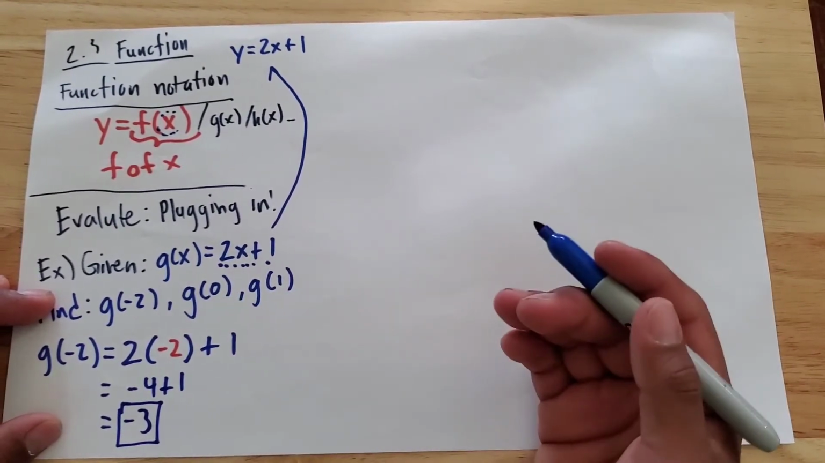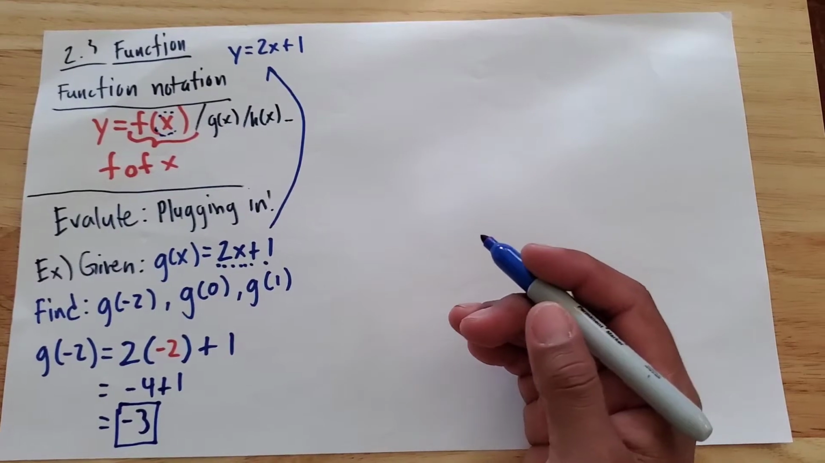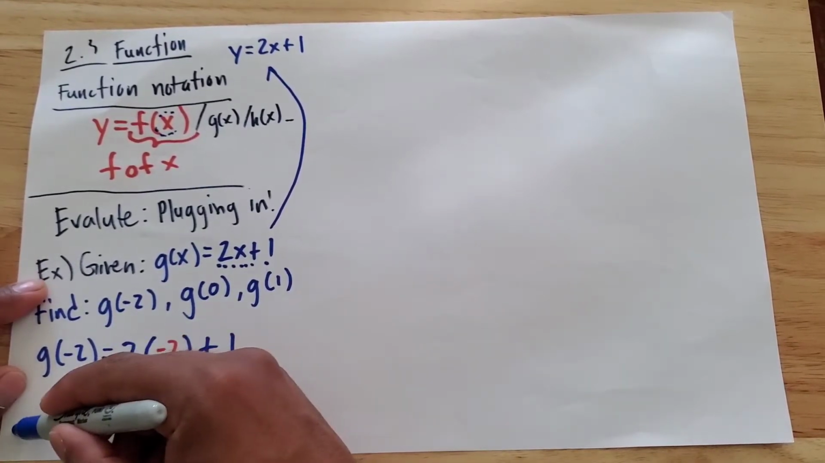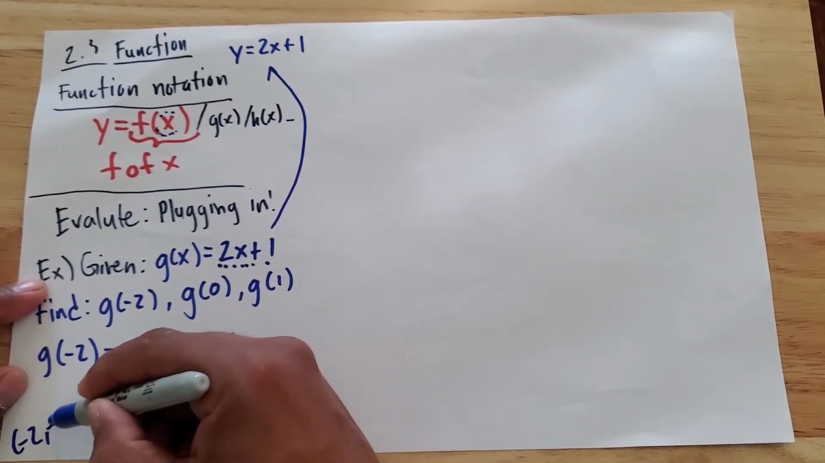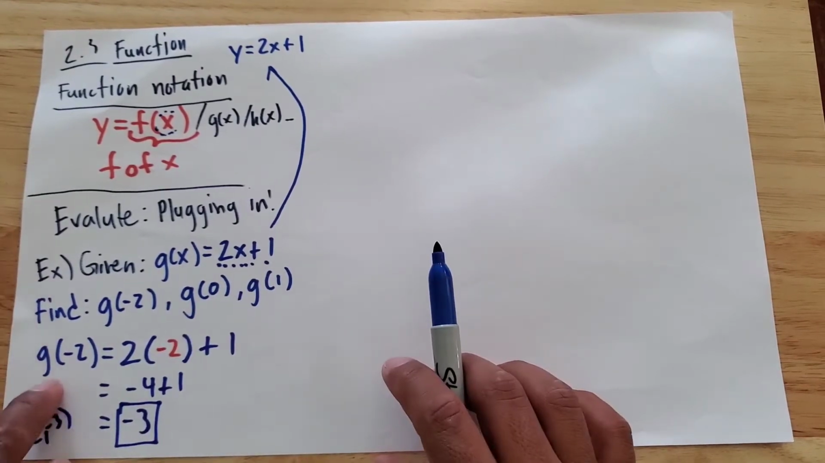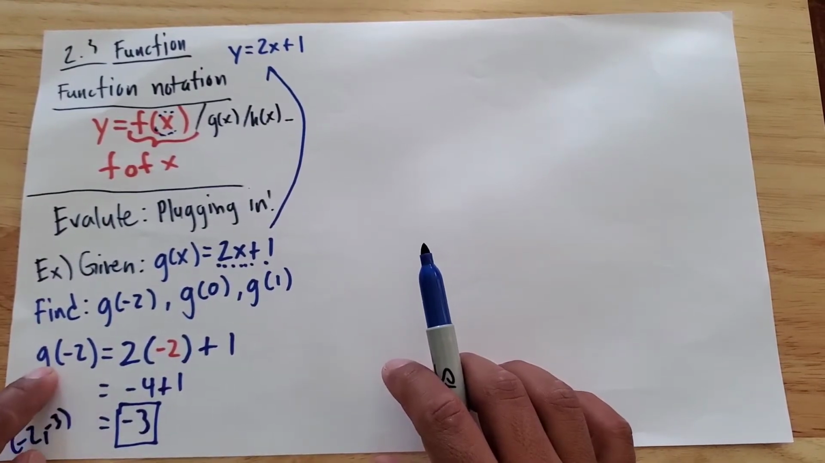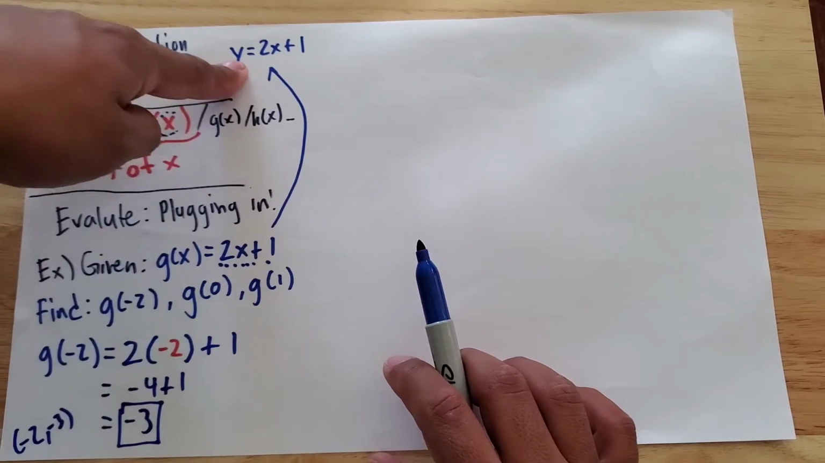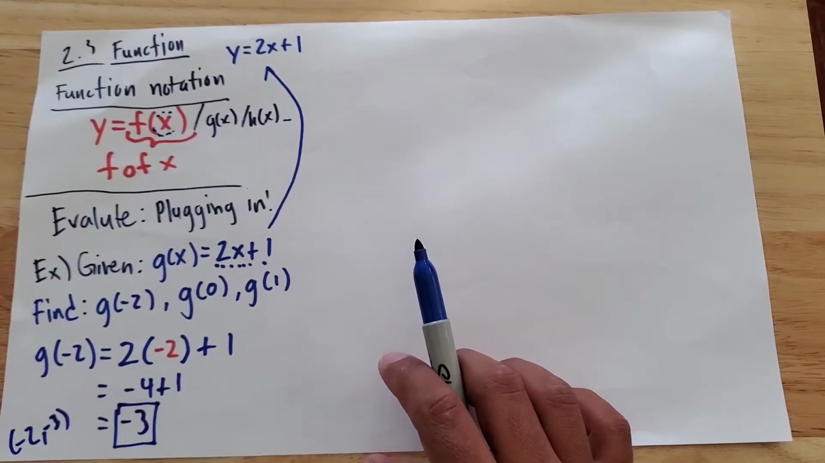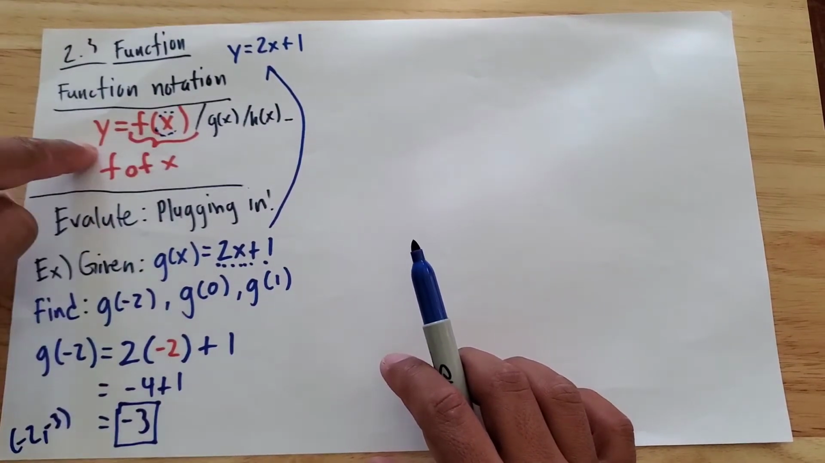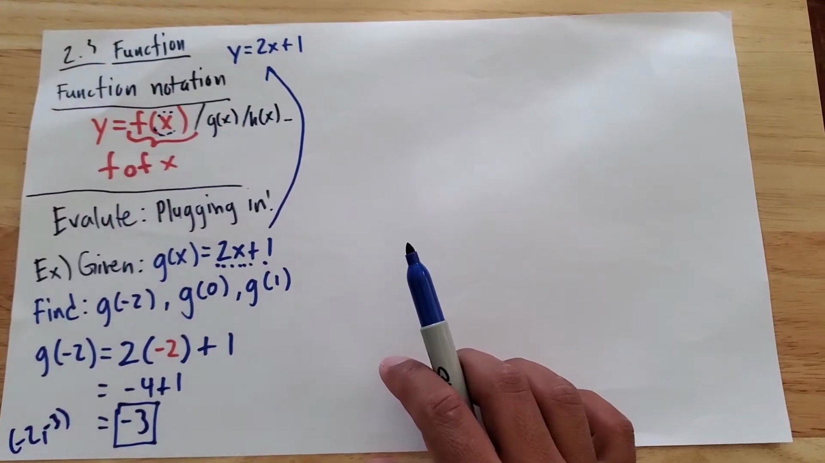And what this is creating, if you wanted to graph this, it's also making an ordered pair. The ordered pair would be -2, -3, because this g of -2 is still equal to y. So you always have to remember that in the back of your head. That function notation is y, just written slightly differently.